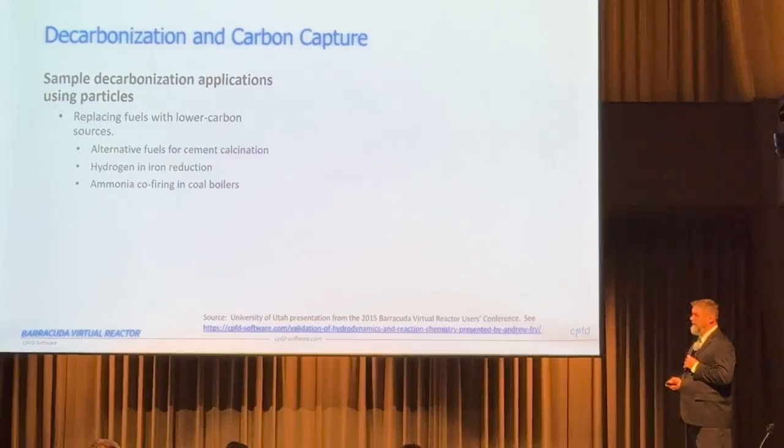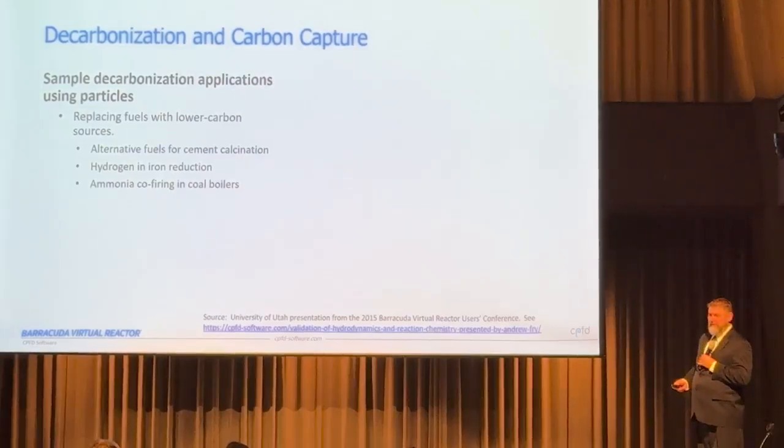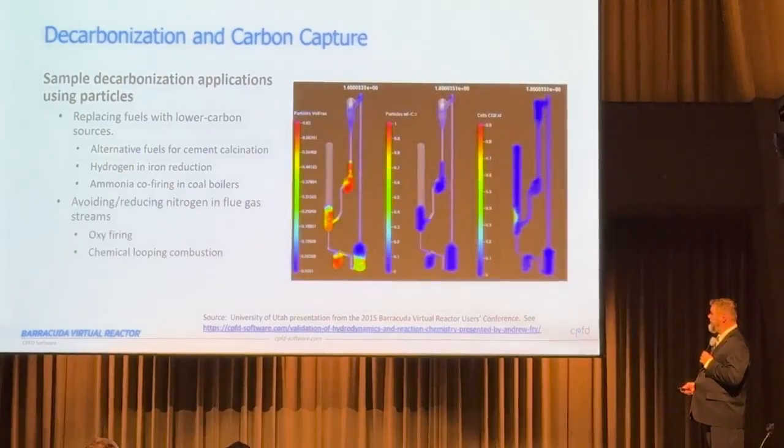And then just decarbonization and carbon capture. I think Professor Lee, your talk covered a lot of this, but there are various ways this can be accomplished. So some of it is replacing fuels. We've seen this already in my talk, replacing fuels with lower carbon sources, so using alternative fuels in cement. In Shashank's talk, or POSCO, using hydrogen for iron, for steelmaking, ammonia co-firing. So some of this is replacing the fuels with lower carbon sources.